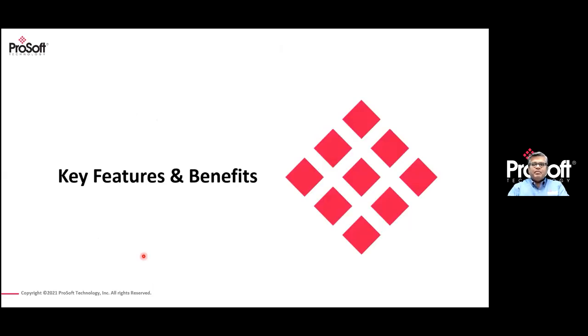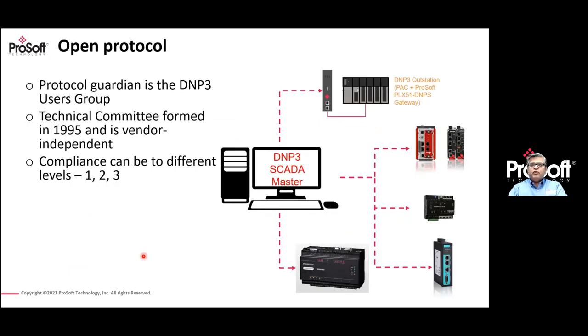So let's look at the key features and the customer benefits of these features for utilities using DNP3 protocol. The first key feature of DNP3 is that it's an open protocol. There's a users group that guards the protocol. They're the protocol guardians. This was a technical committee that was formed in 1995. They're completely vendor independent.